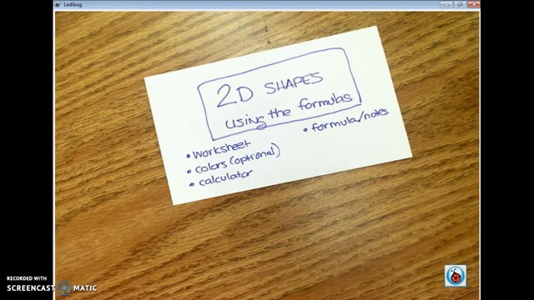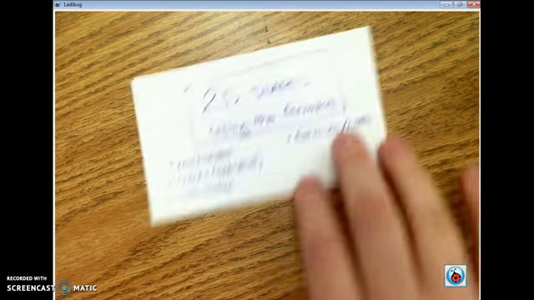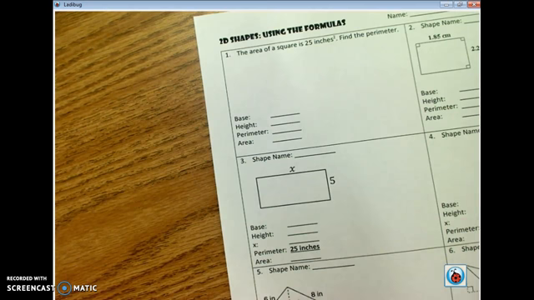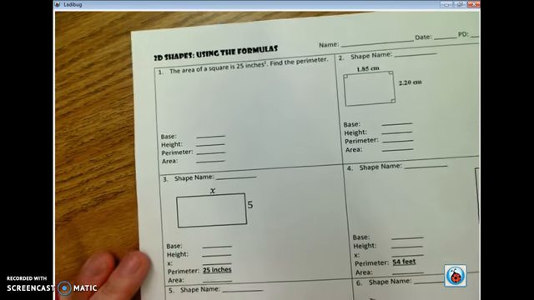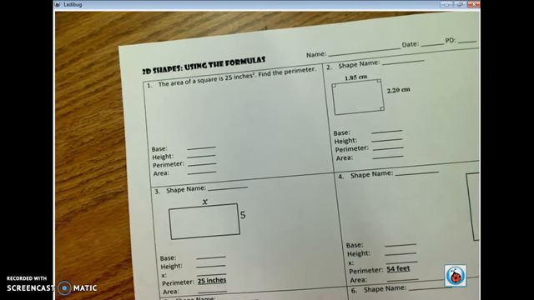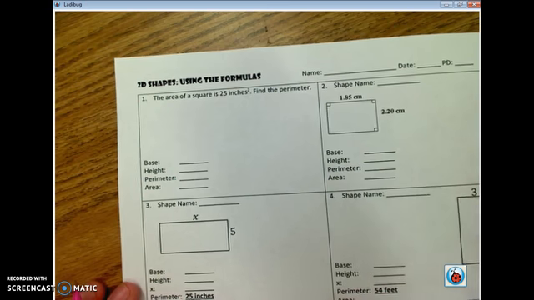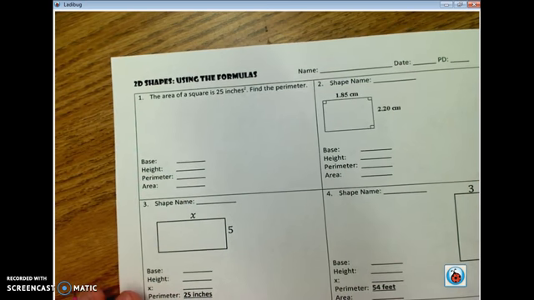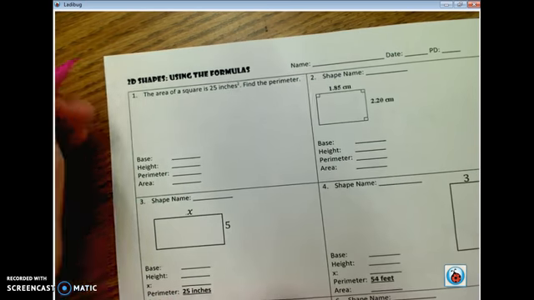I'm going to be using colors to highlight my base and my height in all my figures, so that way I can pay attention to the important information there. Okay? Alright, the important thing with geometry is to pay attention to the information that has been presented to you, identify what you know, and what conclusions you can come to.